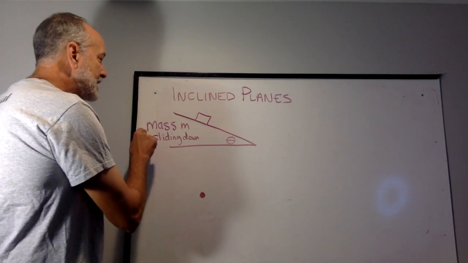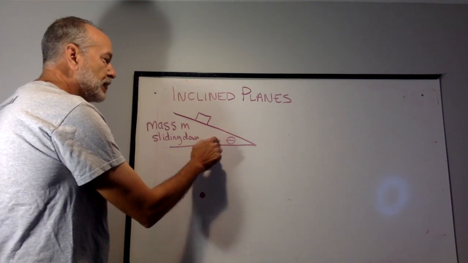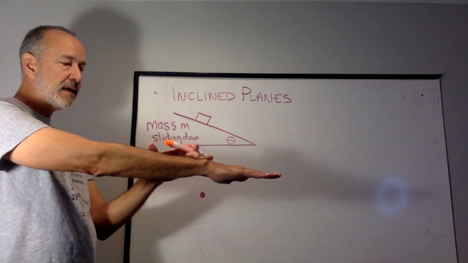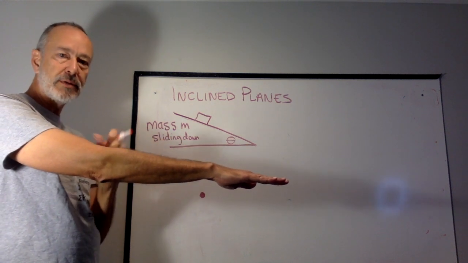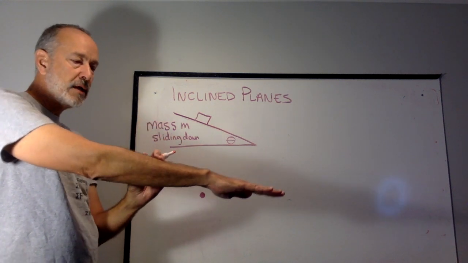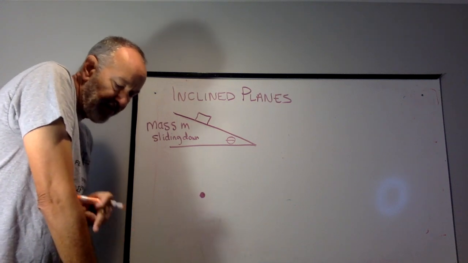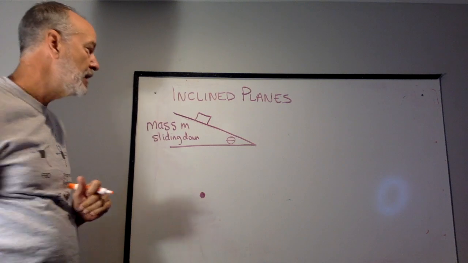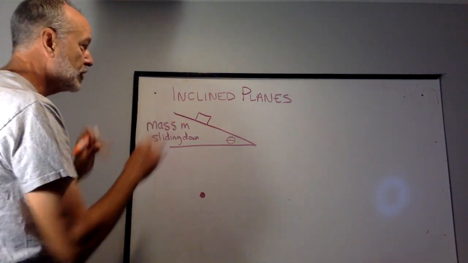Okay, so mass M, and it's sliding down, and the angle of the ramp is theta. Now, if the ramp is really flat, there's not going to be much force pushing it down the ramp, and I'm going to talk about where that comes from. If it's really tilted, that force down the ramp is going to be almost like mg, almost like the force of gravity. Let's look at the forces that are acting on that, okay?